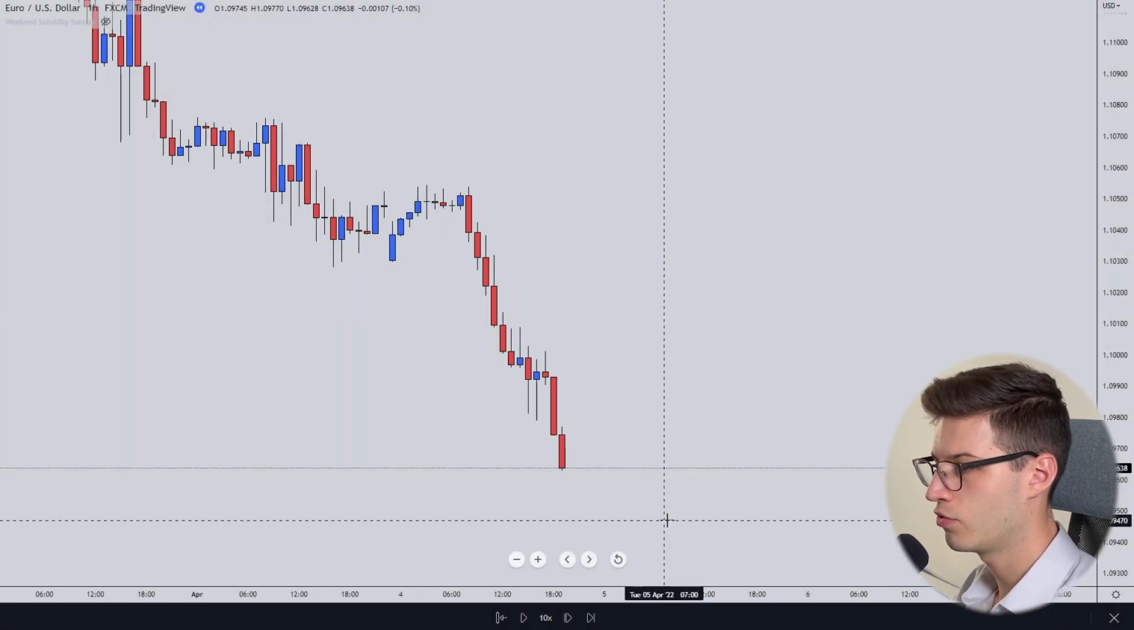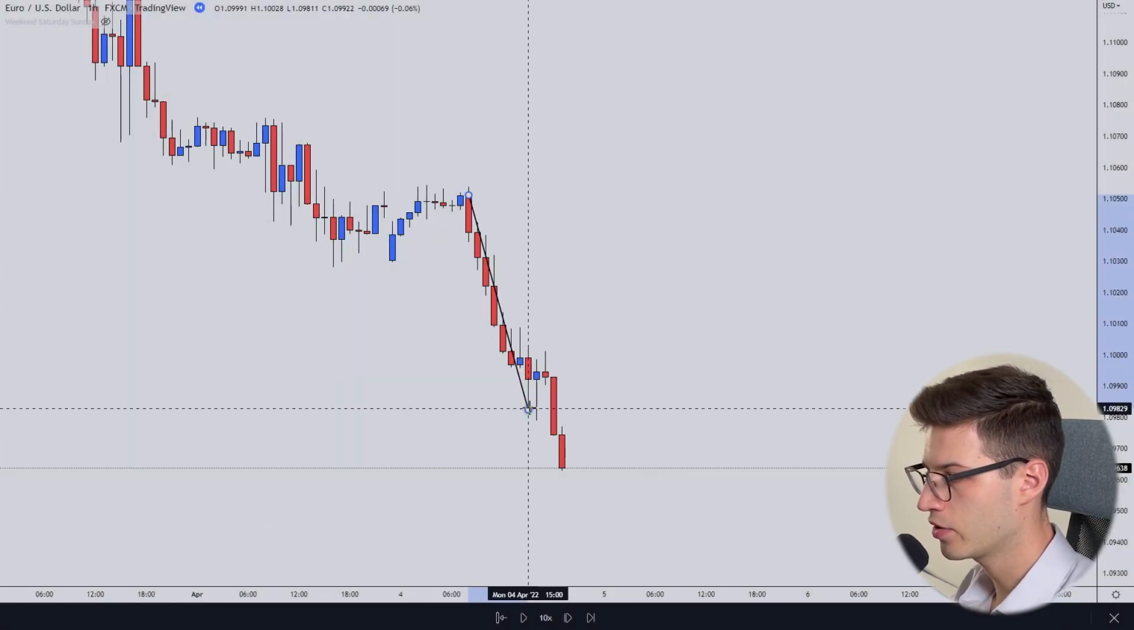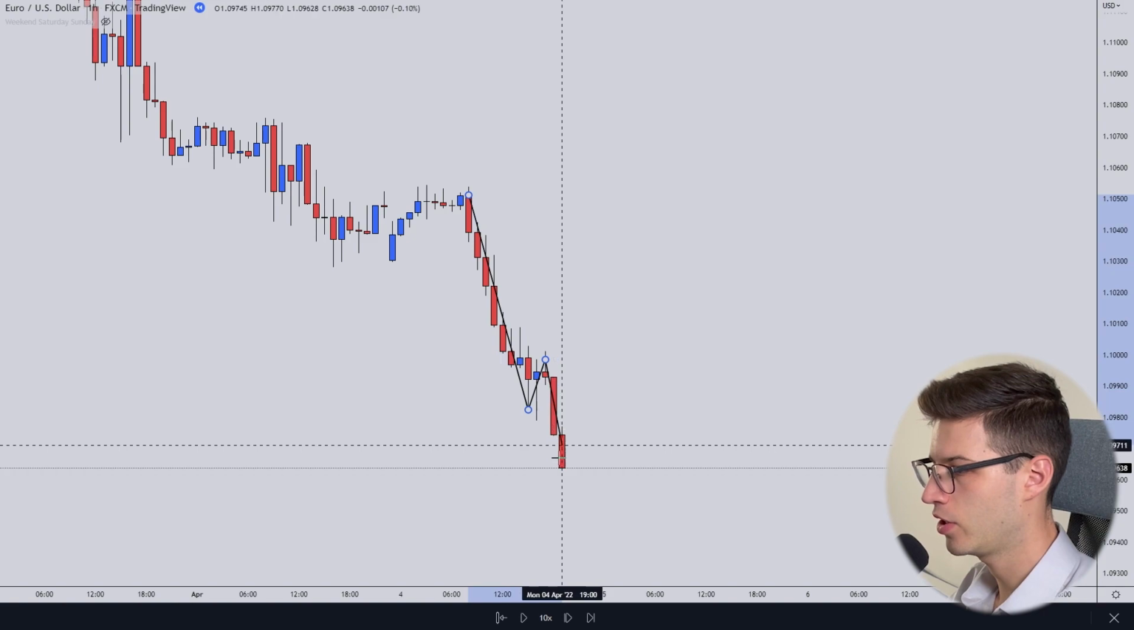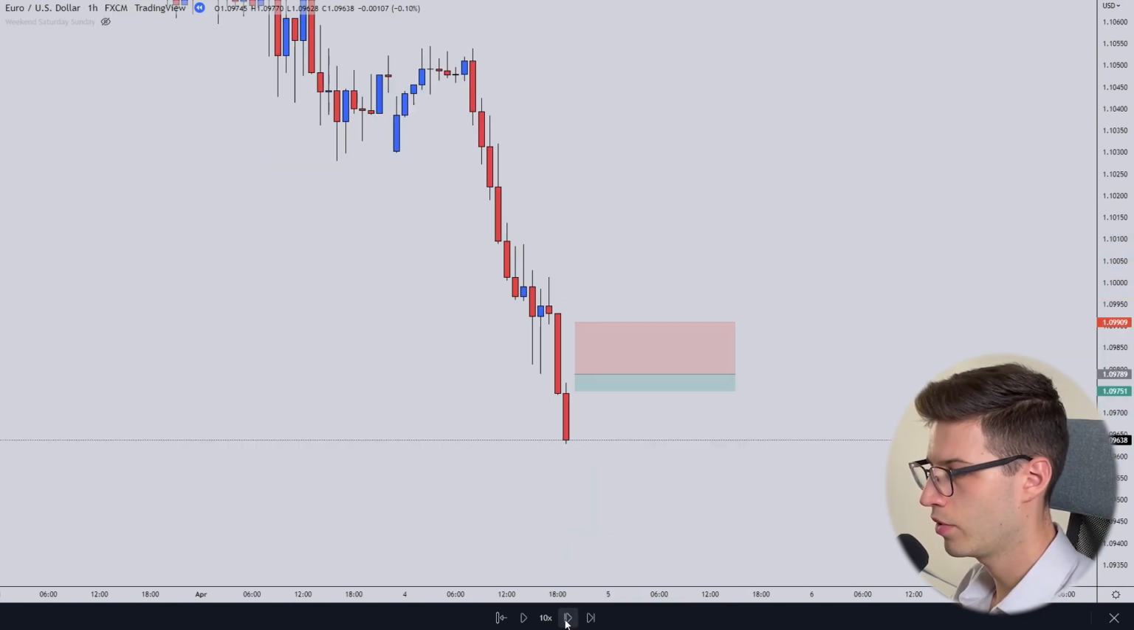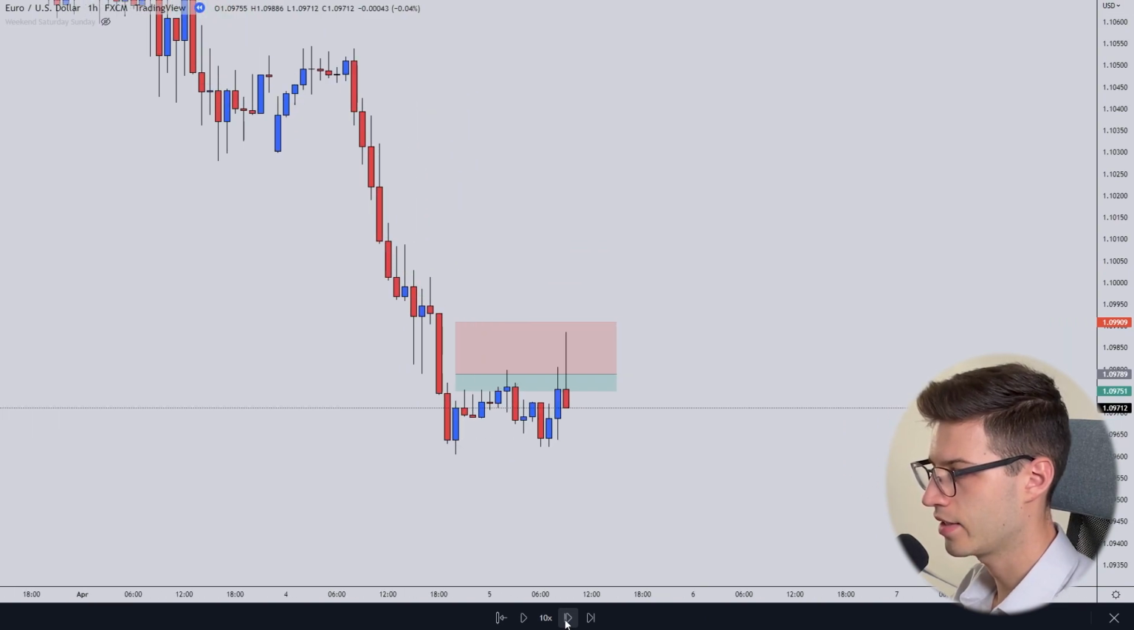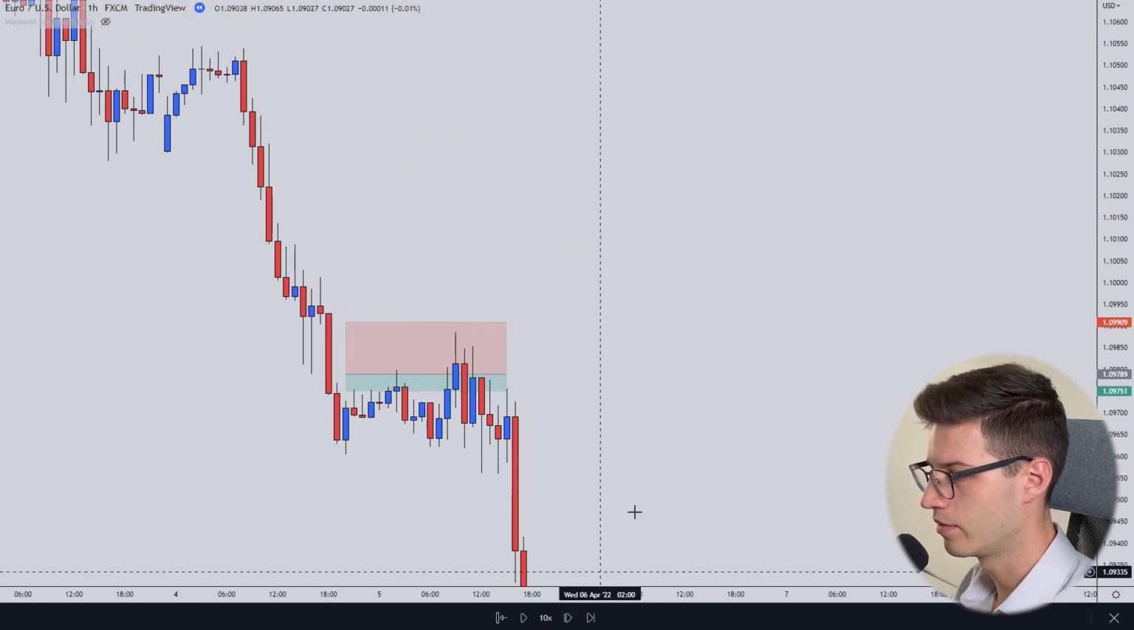This example is on the euro US dollar. We have a nice impulse to the downside, we have a really small pullback, we continue with large momentum, placing our pending short order at the most recent low. We wait to see what happens, price tags us in, and then we drop to the downside.